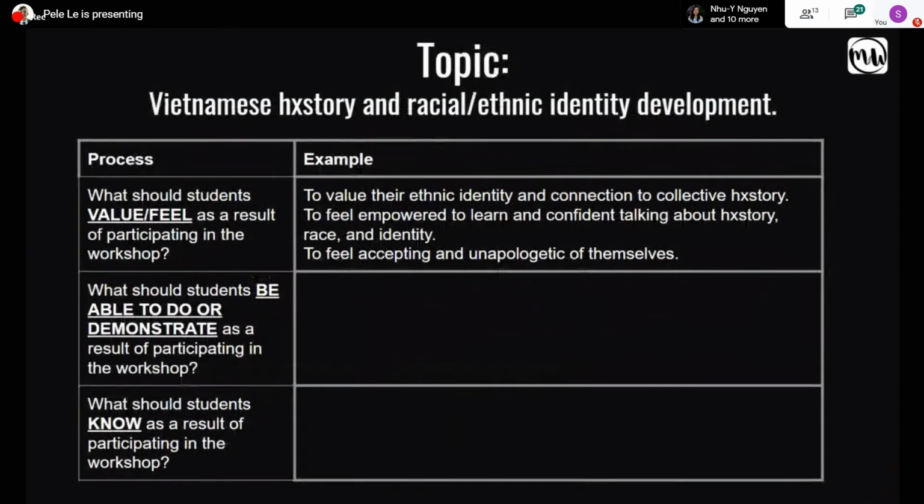Going back to the topic that I've created, it's going to revolve around Vietnamese history and racial ethnic identity development. Starting with the affective, which revolves around feeling and value, we're going to list out a few things that I'd want people to really take out of it. One key thing to remember is that all of these can intersect with each other, meaning sometimes when you know something, you then can also feel. For example, you can know that you're not alone through having a facilitated dialogue about growing up as a Vietnamese American or Asian American or as a female, etc.